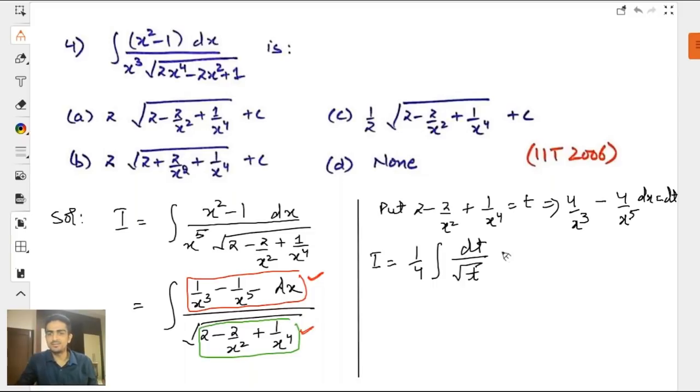Now the integral of root t is t power minus half. You increase the power by 1, it becomes half, and divide by half. So 2 root t. Of course, finally you put the value here and you get your answer.